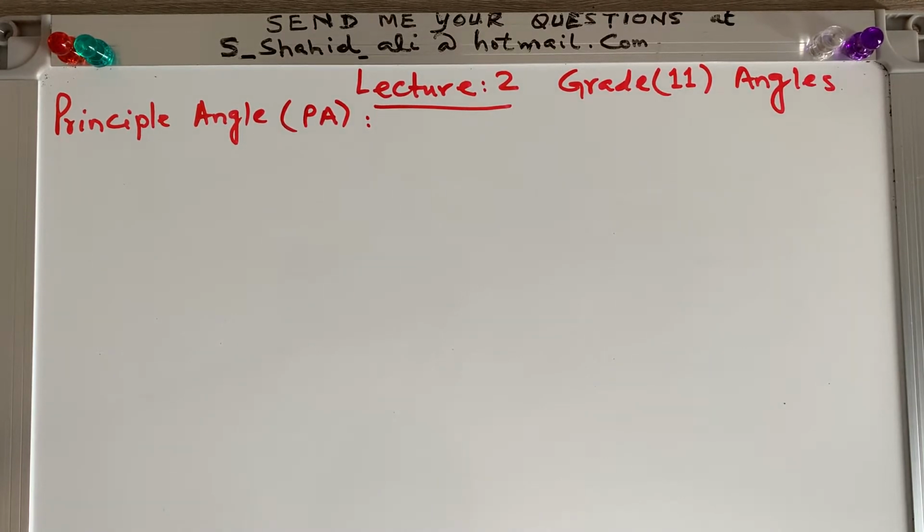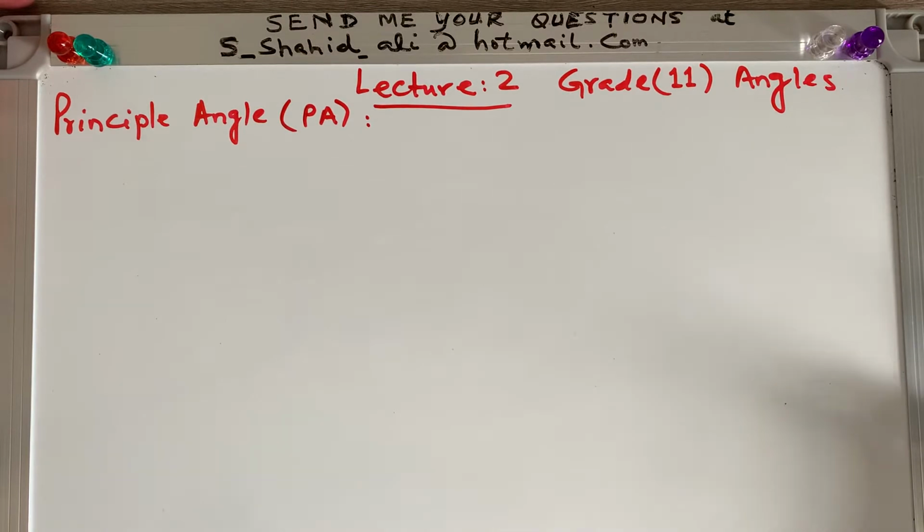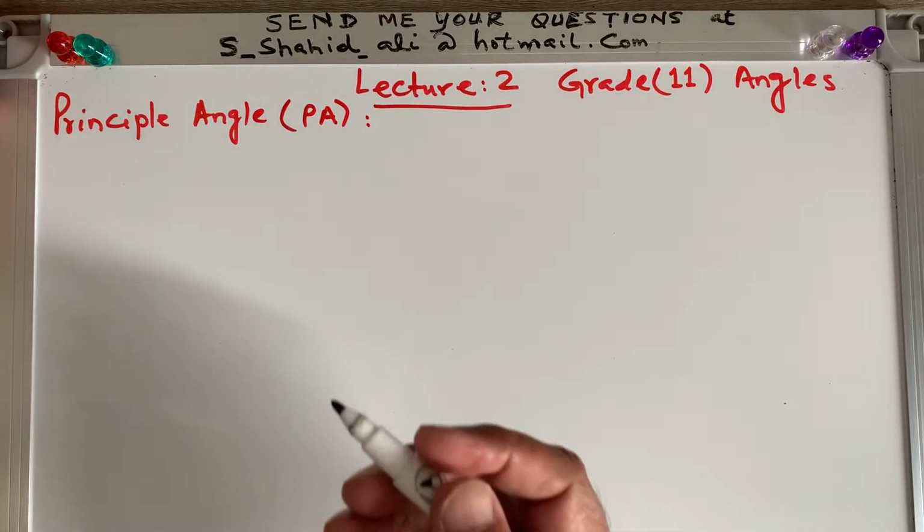So we will be continuing our topic for angles for grade 11 where we were learning the principal angle. The principal angle, PA, usually denoted by theta, is the angle formed when the initial arm rotates counterclockwise to the terminal arm. So we know this definition. Let me write it for you.